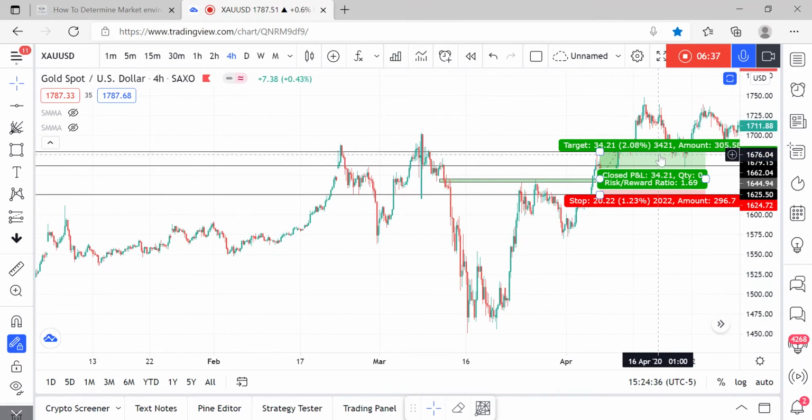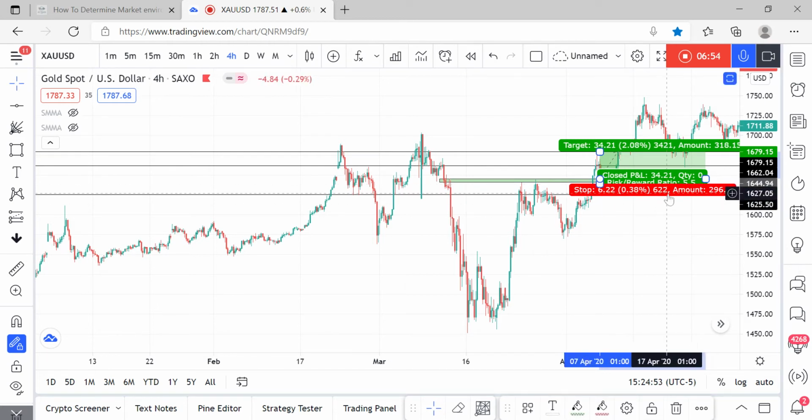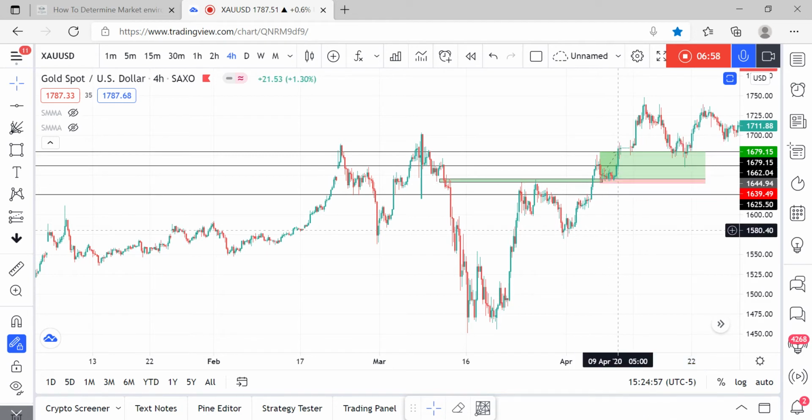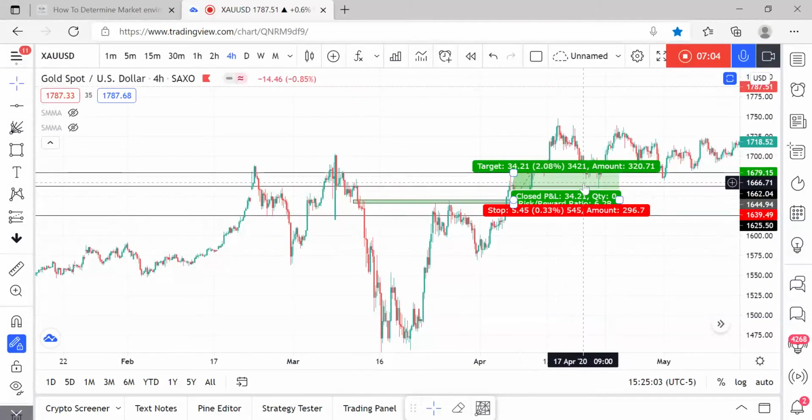So we risk, now this is just the 4 hour. I'm sure our entry would have been way cleaner than that on the lower time frame, but we would have taken our trade on it. Actually, we would have never risked that much. We would have risked only around 50 pips. That's 62 pips. So no, 54, all right. 54, 55. We risked 55 pips to gain 342 pips.